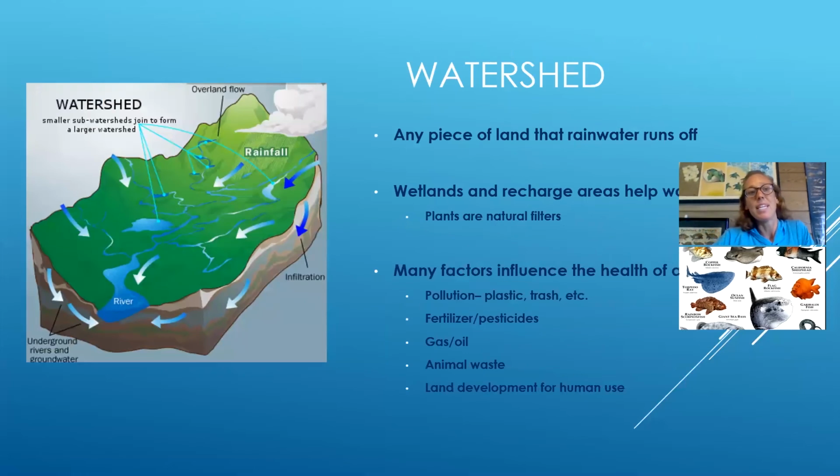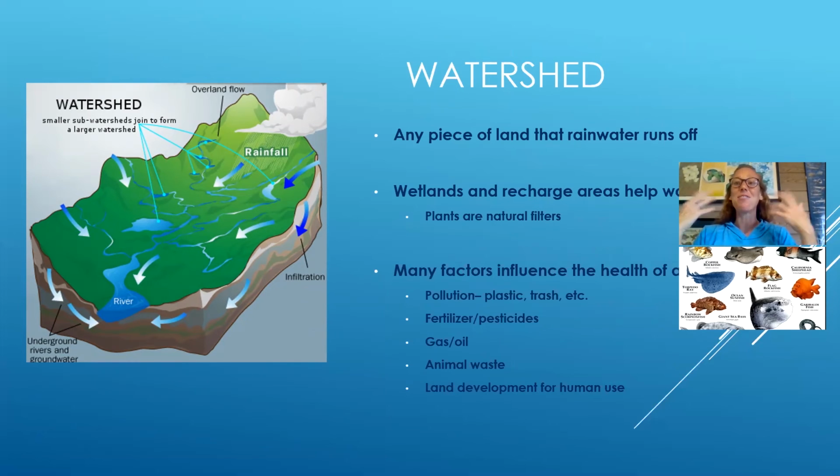So a watershed, we've got a couple more minutes, so I'm going to go through this a little quickly. A general definition for a watershed is any piece of land that rainwater can run off of. Where I am right now at the Marine Environmental Education Center, I am technically on a watershed, right? Because this house is on land and it rains on top of this house. So check, that's a watershed.